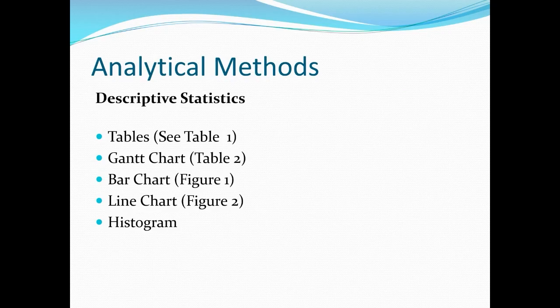Some descriptive statistical methods. The basic methods, descriptive statistics, which also are still quantitative, include tables, charts, in which they have two different forms of charts, Gantt chart, bar chart, and then even three different line charts, three different forms, and then a histogram. We will illustrate these different forms of descriptive statistics in the section that follows.